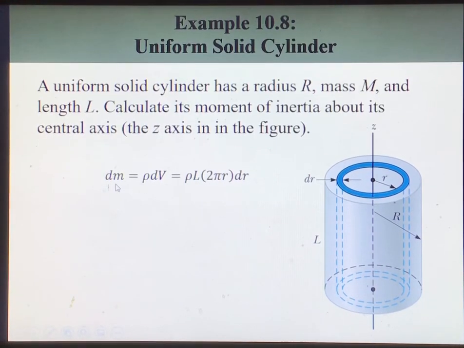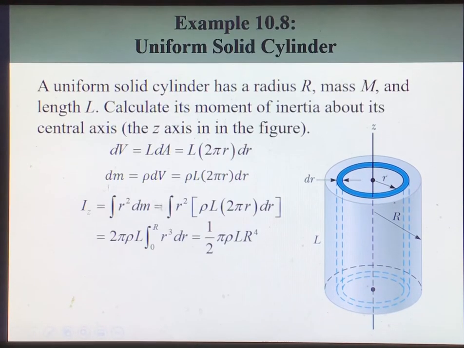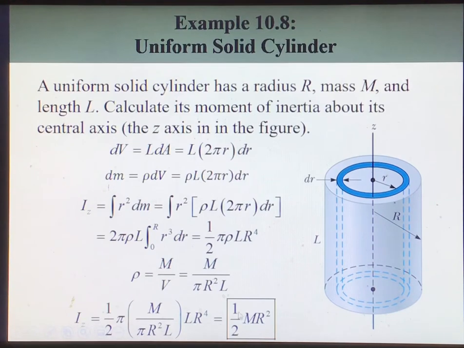So the way we do this is that we can write our dm. So the dm, the mass that is in this shell, is given by rho times dV, which we can write as rho times L times 2 pi r dr. And then if we calculate the I value, this is just the integral of r squared dm. If you substitute the dm here and do this integral, you end up with this value right here.